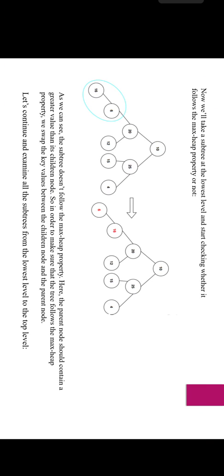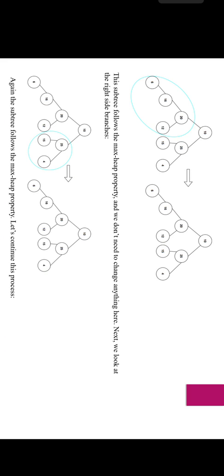Now we'll take a subtree at the lowest level and start checking whether it follows the max heap property or not. So here you can see 16 and 6. As we can see, the subtree doesn't follow the max heap property. Here the parent node should contain a greater value than its children nodes. So in order to make sure that the tree follows the max heap property, we swap the key values between the children node and the parent node. Let's continue and examine all the subtrees from the lowest level to the top level.